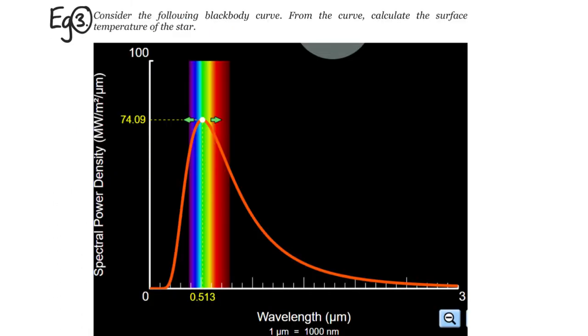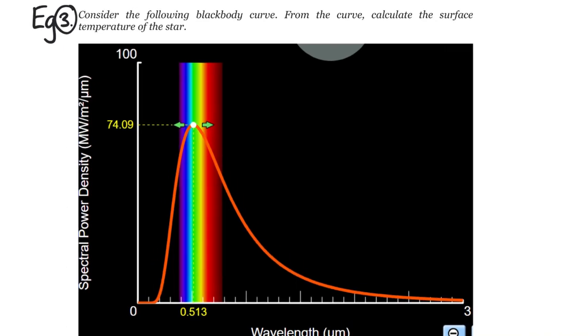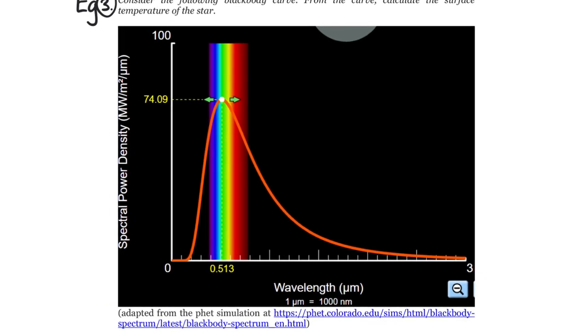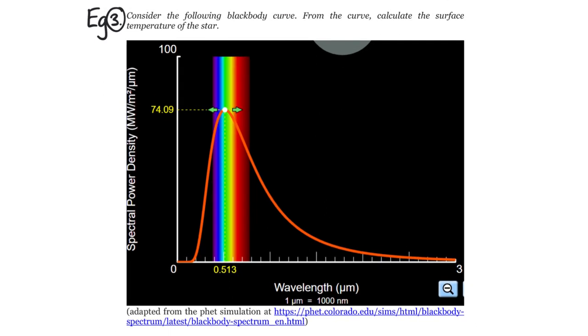Now we're going to consider the third and final example in this lesson, namely, consider the following black body curve, this one here. From the curve, calculate the surface temperature of the star. Now, I would like you to pause the video here, as we did with example 2, and try this example by interpreting the information given to you on the graph, on the black body distribution, and using Wien's law, and see if you can calculate the surface temperature of the star.